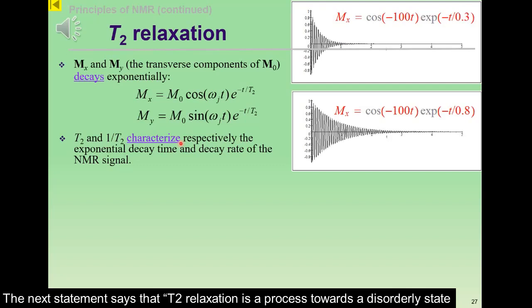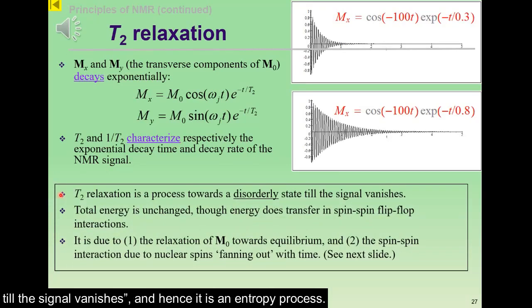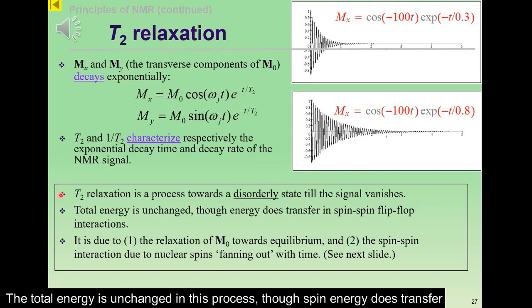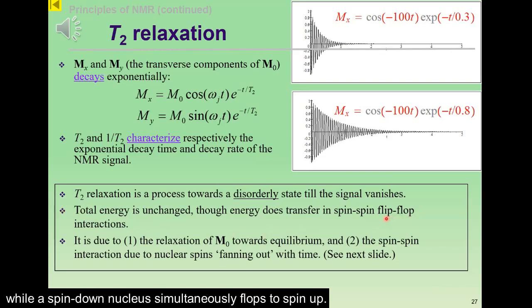The next statement says that T2 relaxation is a process towards a disorderly state till the signal vanishes, and hence it is an entropy process. The total energy is unchanged in this process, though spin energy does transfer in spin-spin flip-flop interaction, in which a spin-up nucleus flips to spin down, while a spin-down nucleus simultaneously flops to spin up.